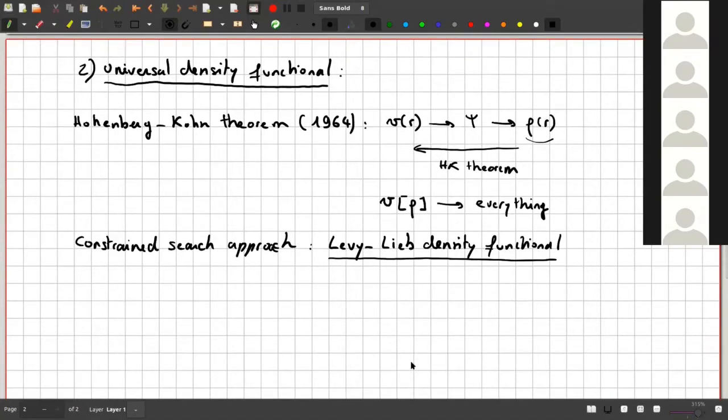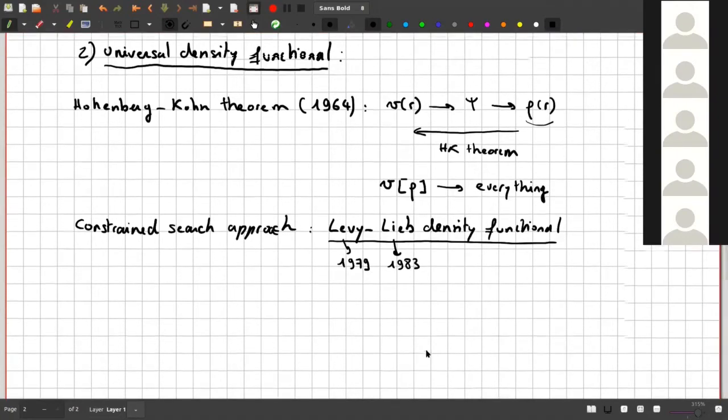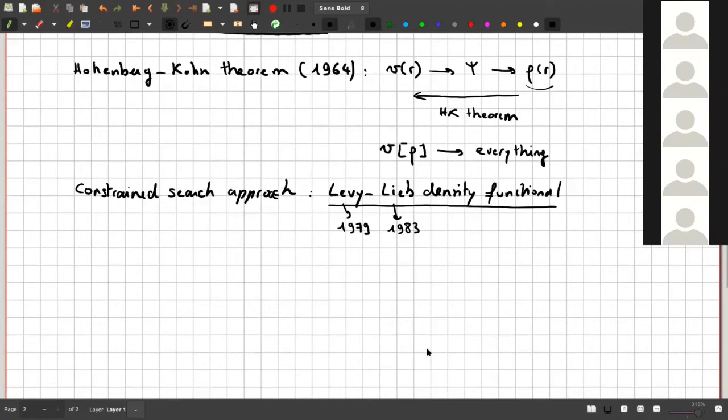So the Levy-Lieb density functional was formulated by Levy in 1979, and then also by Lieb in 1983. And it works as follows. It starts from the variational theorem in terms of wave function. So I will write it again. The ground state energy can be written as the minimum over a wave function belonging to this wave function space for N electrons of the expectation value of the Hamiltonian, with the kinetic energy operator, the W_ee and V_ne.